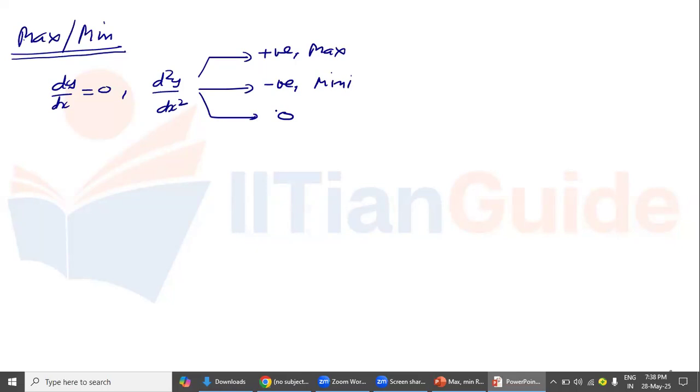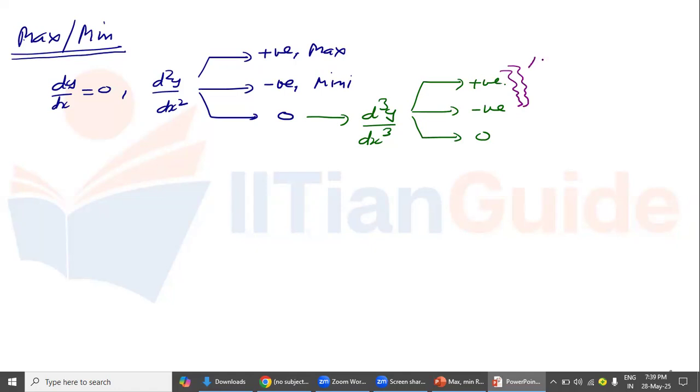When the second derivative comes 0, proceed one step more. Calculate the third derivative. Usually we don't do it, but there is a method, there is a way. In case the second derivative comes 0, calculate the third derivative. The third derivative may come positive, it may come negative, and it may come 0. Now again we have 3 possibilities. In case the third derivative comes either positive or negative, the question is over. Then write the statement: this is neither maxima nor minima.